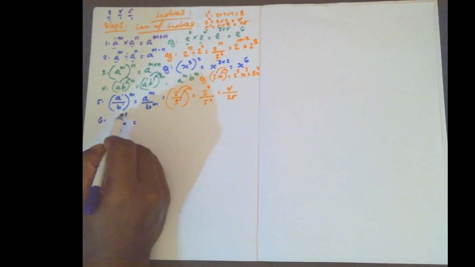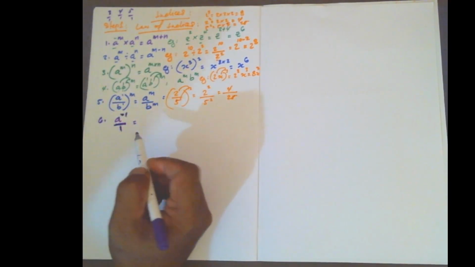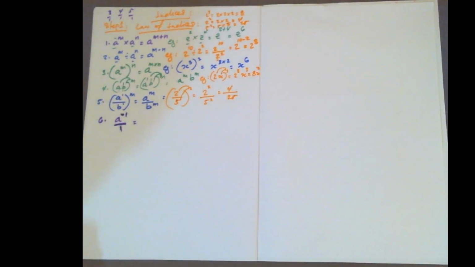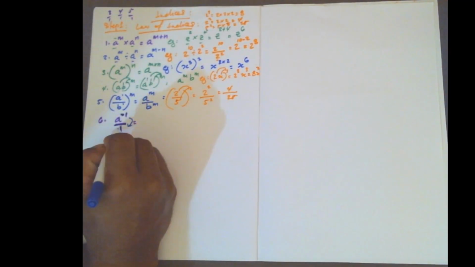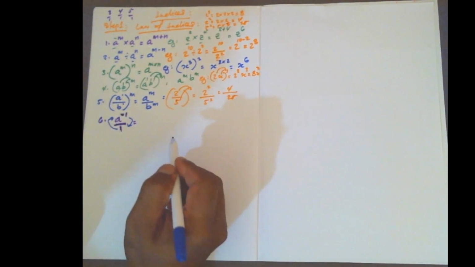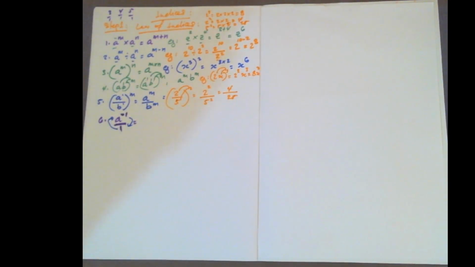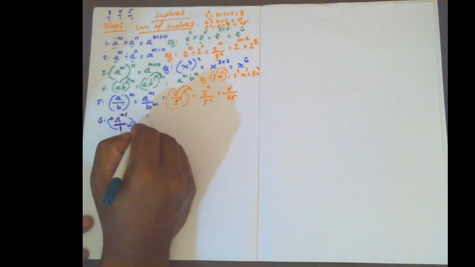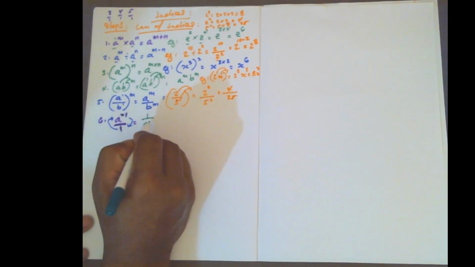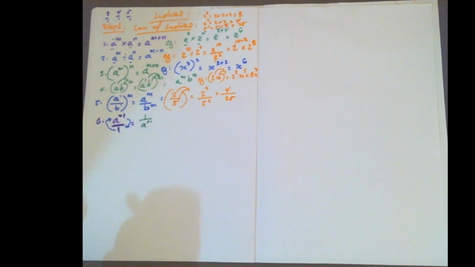Now I want to make this power positive. So if I want to make that power positive, then I need to reciprocal this. They change. This process is called reciprocal. So I need to reciprocal that. That would be 1 over a. This time it's a positive one.